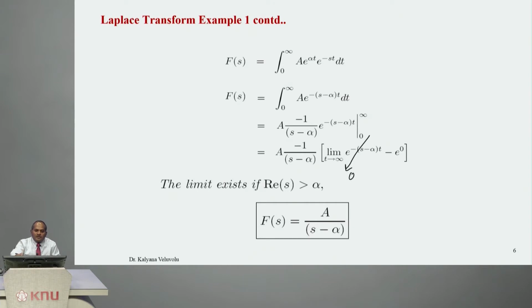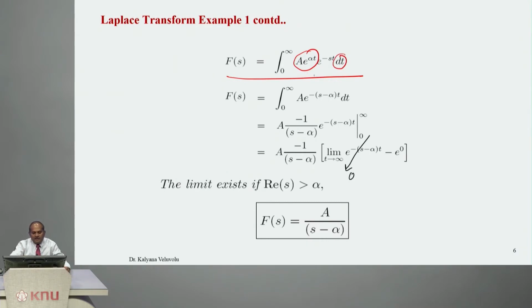If you start applying the one-sided Laplace transform, F(s) equals the integral from 0 to infinity of A e^(alpha t) e^(-s t) dt. If you look here, this is the function and this is the Laplace transform expression. So we integrate from 0 to infinity, e^(-st) dt. This is an integral with respect to time.